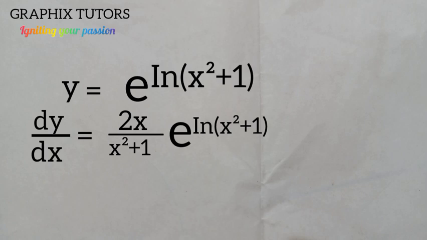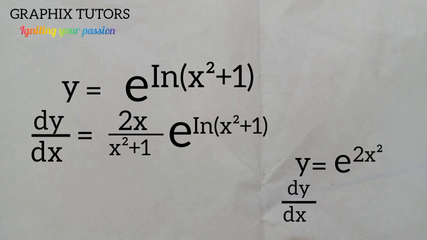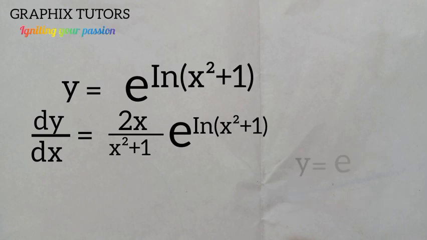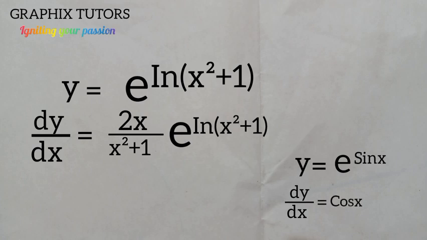Whenever you see e, for instance, if I have e to the power of 2x squared, I will differentiate what is at the top of the e, which is 2x squared, and you get 4x. So the 4x will be in front of the value we differentiated. If I have e to the power of sin x, if I differentiate sin x, I'll have cos x. So my answer will be cos x e raised to the power of sin x.